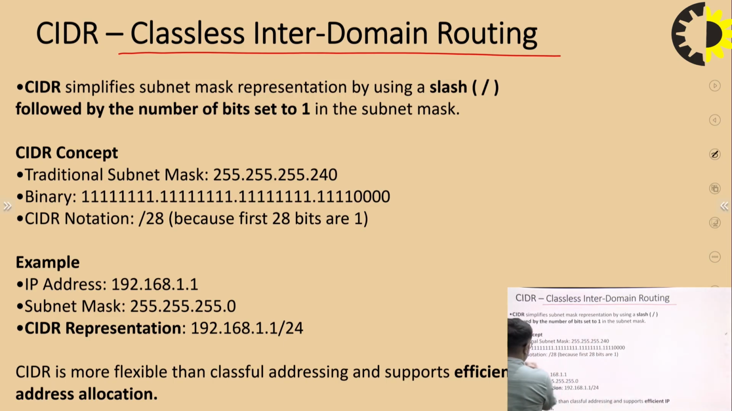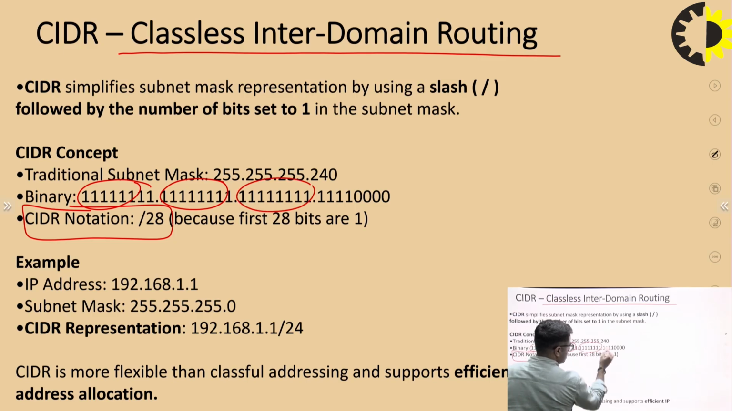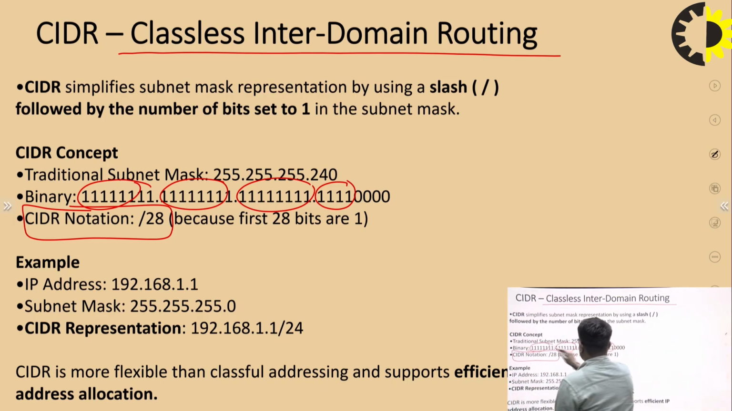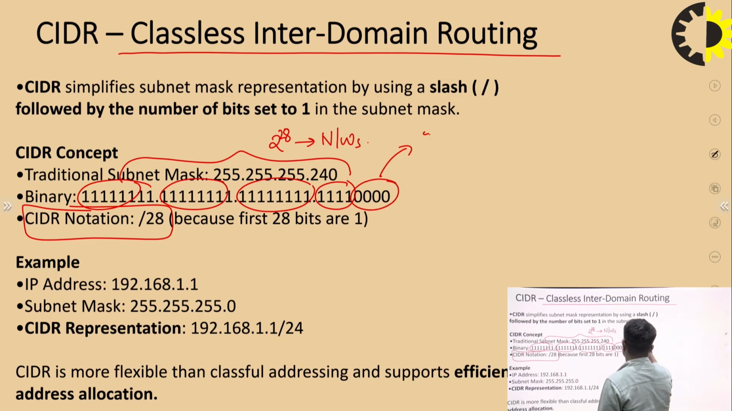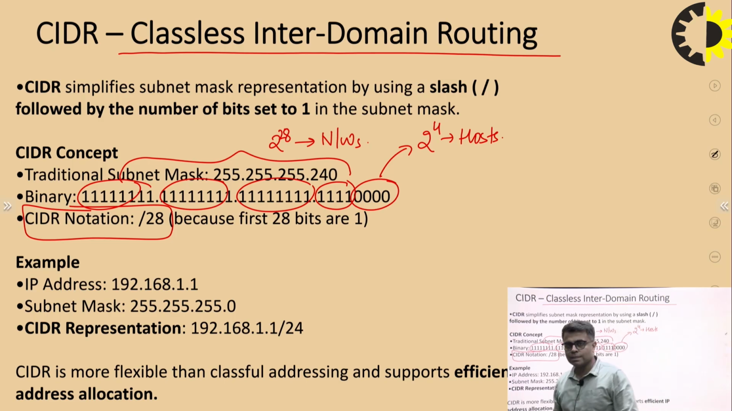So this CIDR notation, classless inter-domain routing, of /28 means 8 ones, 8 ones, 8 ones, which is 24 ones, and another 4, so 28 ones are there. That means 2 raised to power 28 networks are there and only 4 bits are left. That means in each network there can be a maximum of 2 raised to power 4 hosts. So this is the concept of classless routing, in which there is no A, B, C, D concept.